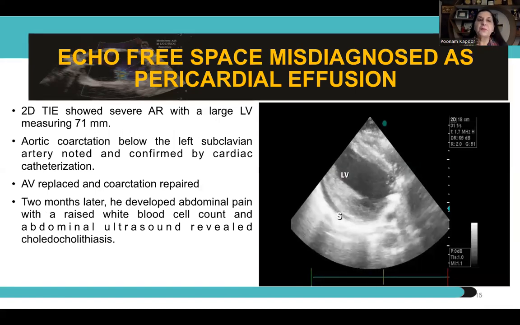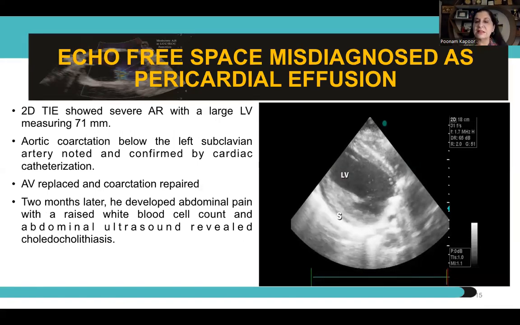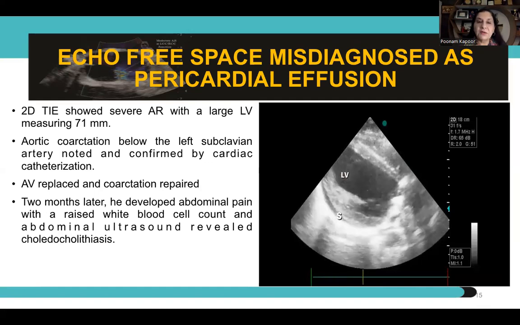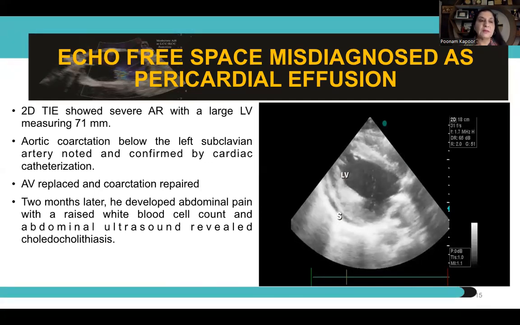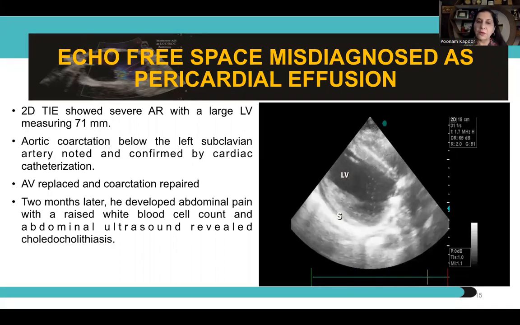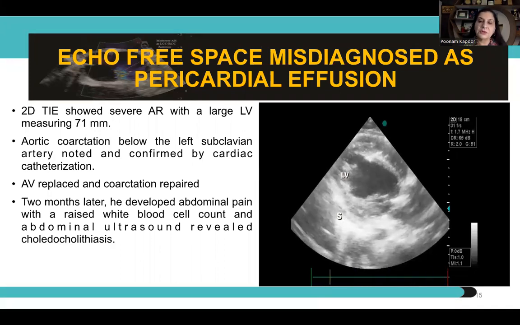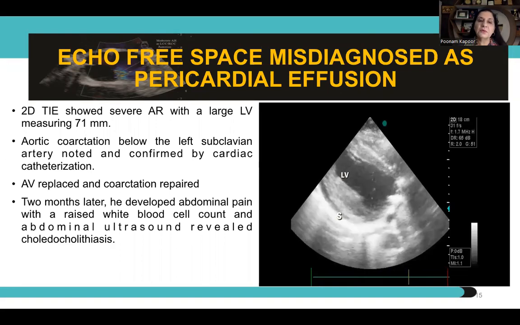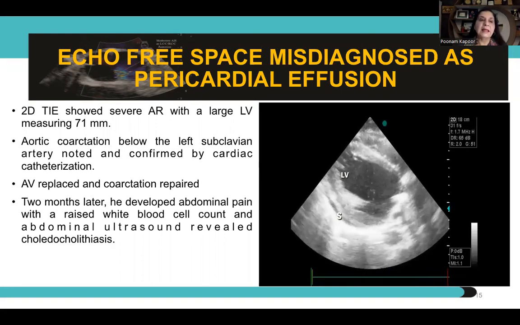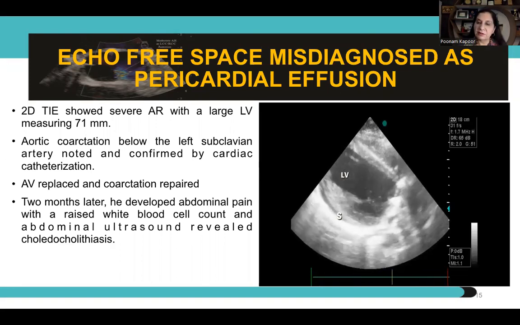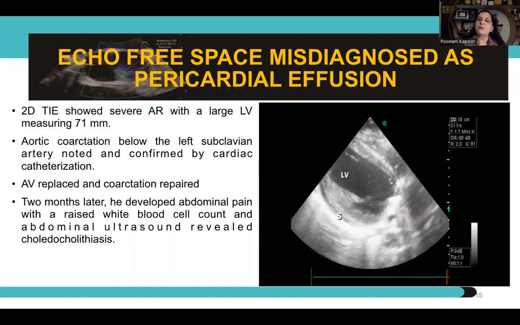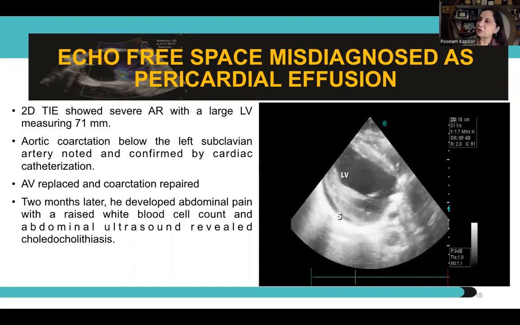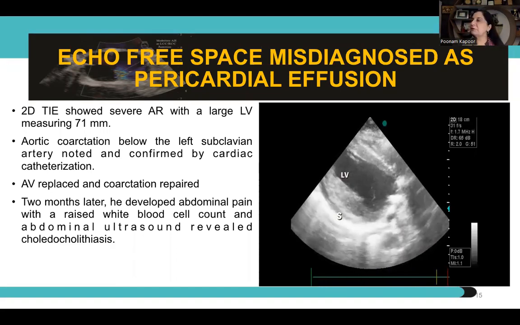Now, what had happened was that this transthoracic echo that we did showed a severe AR with a large LV, which was measuring about 70 millimeters. And there was a coarctation of aorta of this patient in the left subclavian artery, which was confirmed by a cardiac cath. And the aortic valve was replaced with an AVR done along with coarctation repaired. Now, this patient is presenting now in the OT 2 months later with shortness of breath and collection of fluid.